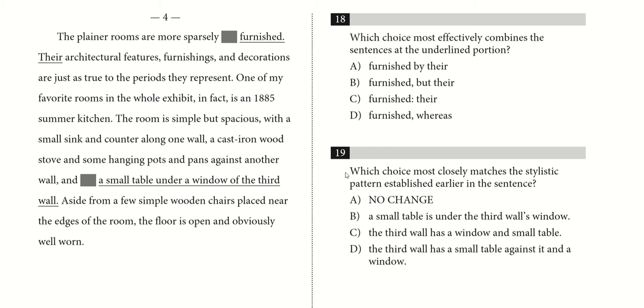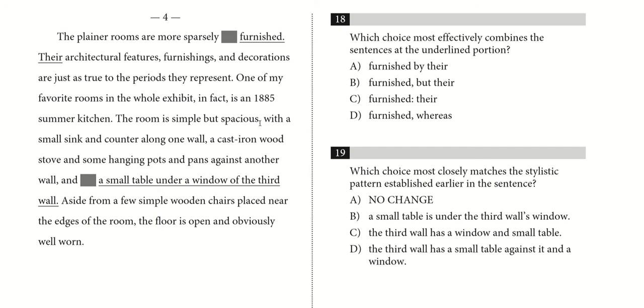All right, for 19, which choice most closely matches the stylistic pattern established earlier in the sentence? So let's figure out what the stylistic pattern is and then just make our choice. So the sentence starts right here. This is the underlined portion, so our sentence starts with the room.